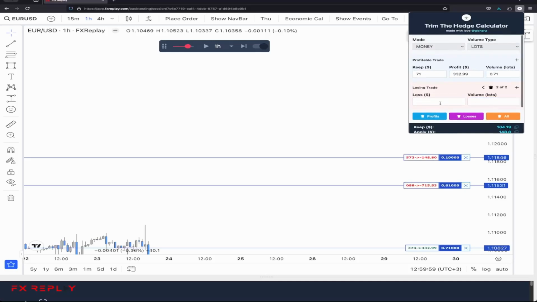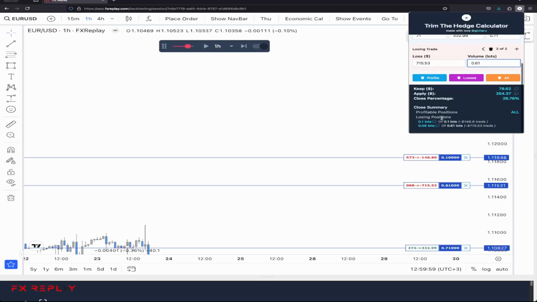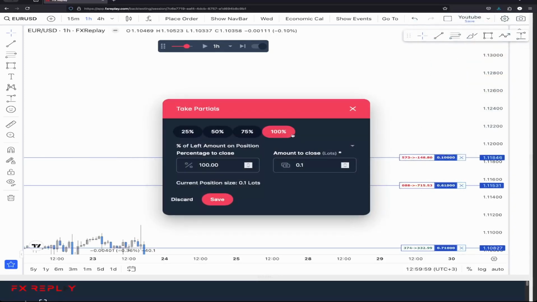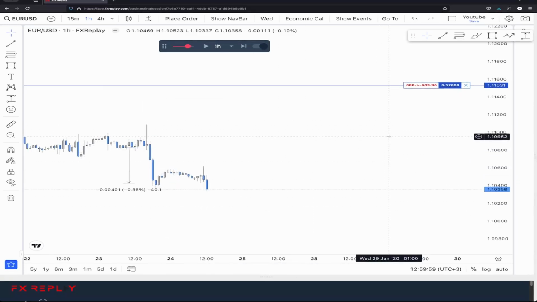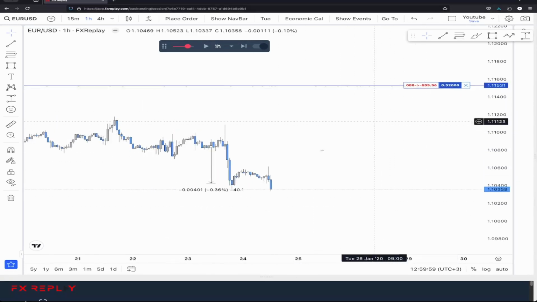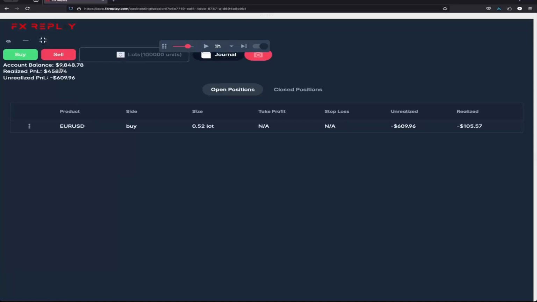Yes. So we add another trade, the next one, which is 715.53, and our loss is 0.61. We close 100%, 0.1 lots of the 0.1 lot trade. We close 0.09 of our 0.61 trade. So this one 100%, this one slightly below 15%, and for you 100%. Equity went lower. Remember, keep that number in mind.